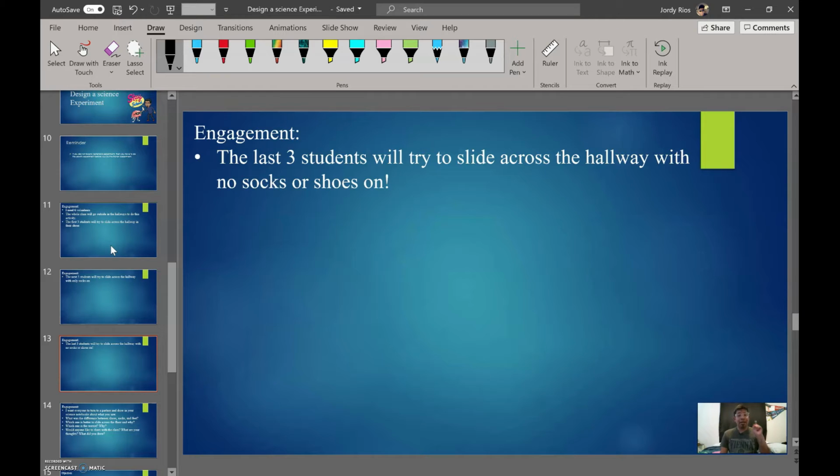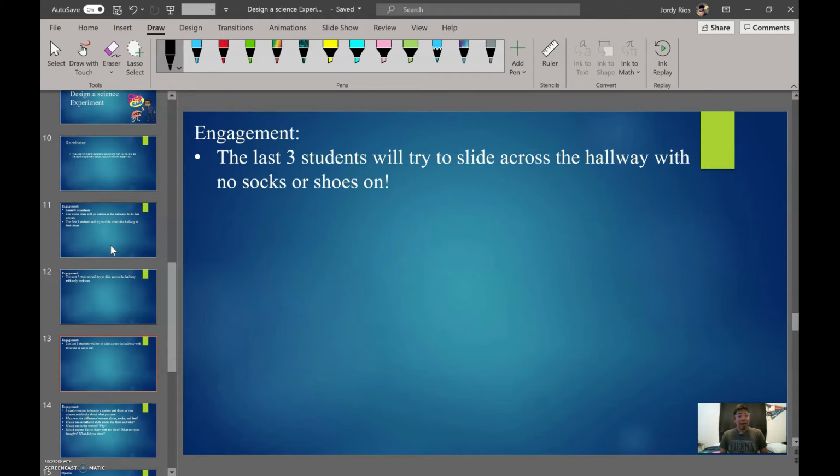So at this point, someone needs to pause the video and the teacher will take you outside so that way those 6 students can do what they need to do. The first 3 slide across the hallway with only shoes on. The next 3 slide across the hallway with only socks on, and the next 3 slide across the hallway with no socks and no shoes on. Once you volunteer, you can go back.